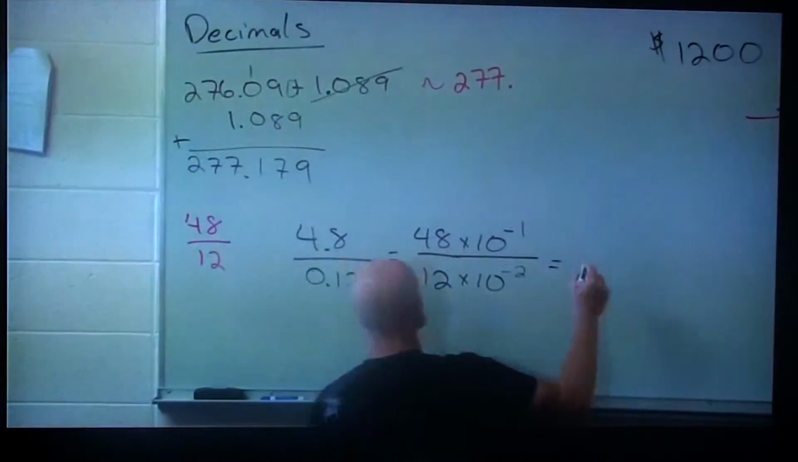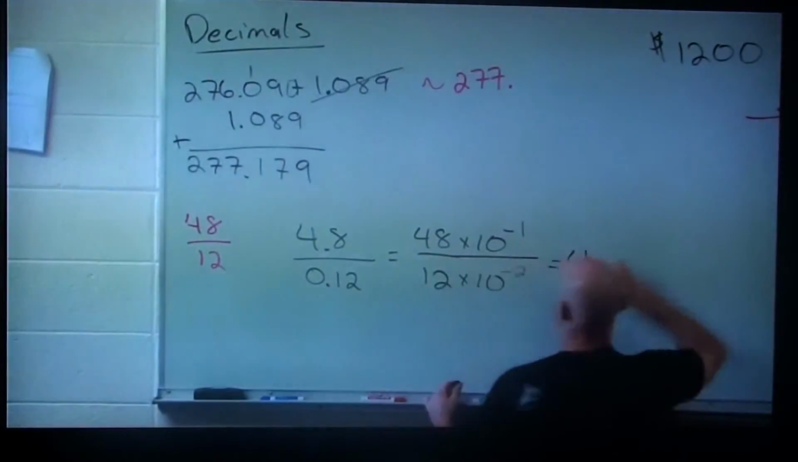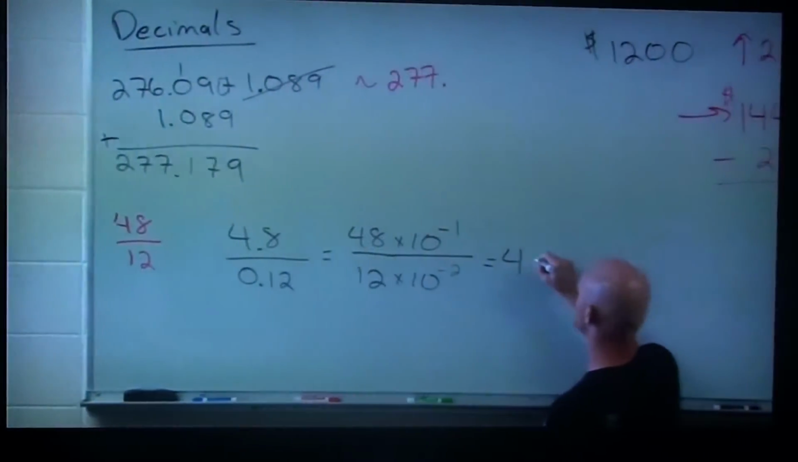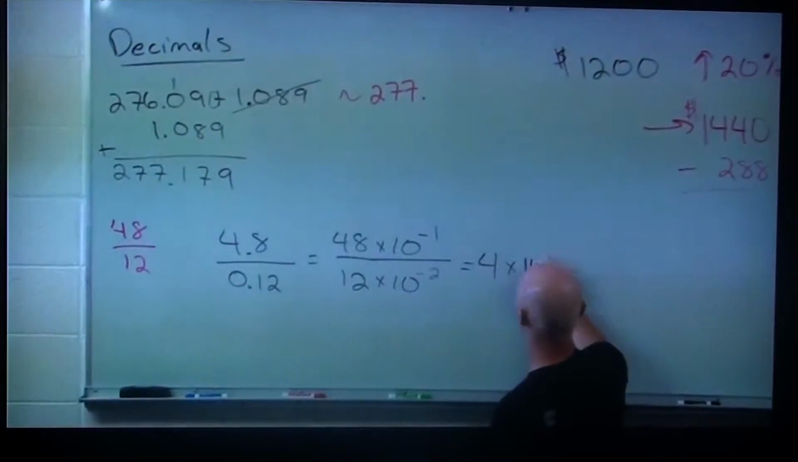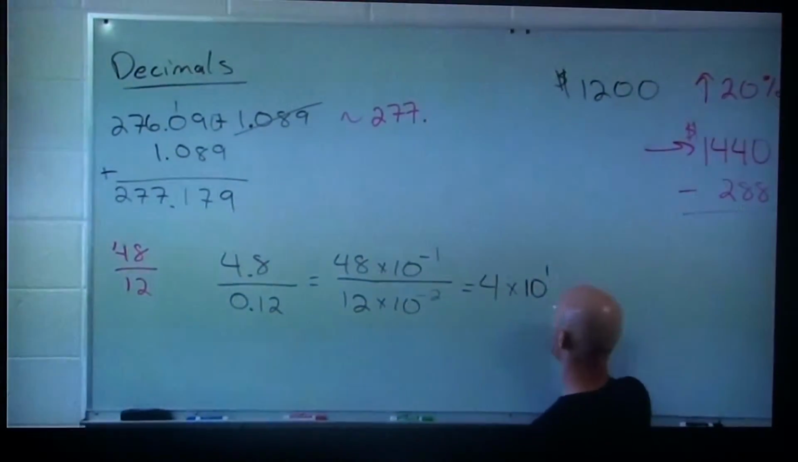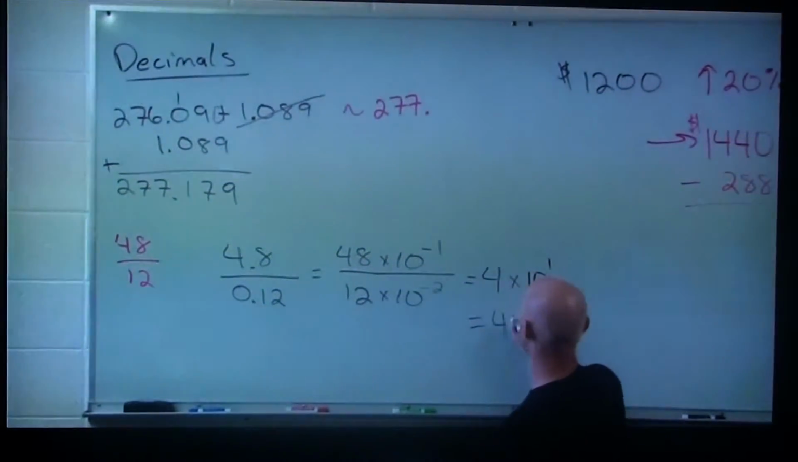And now this becomes something I can do in my head pretty easily. What's 48 divided by 12? 4. What's 10 to the negative 1 divided by 10 to the negative 2? 10 to the 1. What's 4 times 10 to the 1? 40.